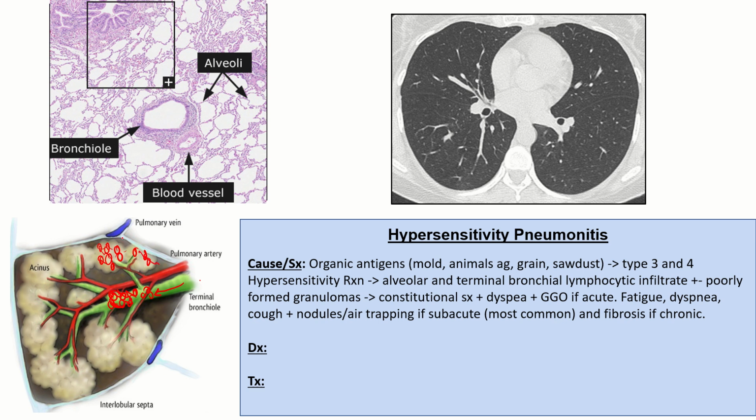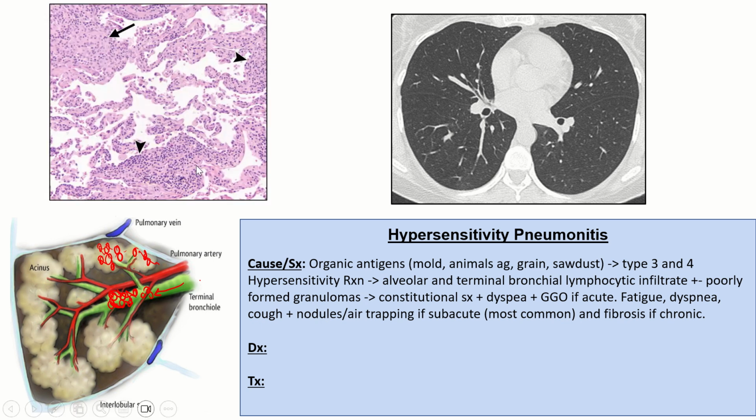On histology, you might see this. So this is all of your alveolar septi, and you can see these really loose, non-caseating granulomas. So they're not as sharp and distinct as in someone with sarcoidosis, and I don't think you always technically get them, but because there is some type 4 T-cell mediated reaction, you might get some non-caseating granulomas as well.